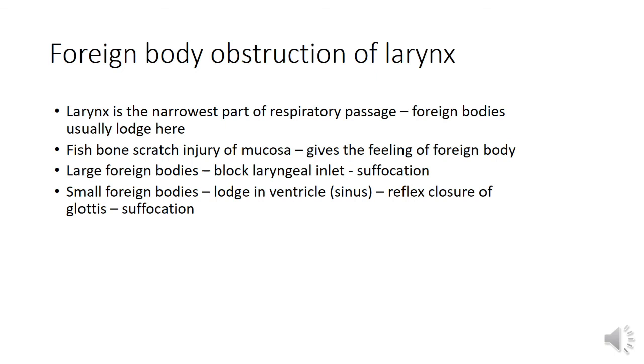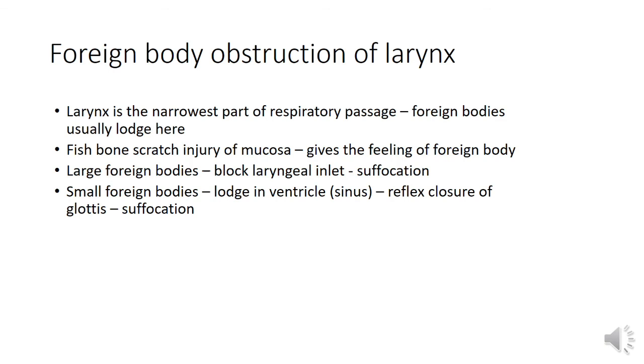If the foreign bodies are small, they get lodged in the ventricle or sinus of larynx, that is the space between the vocal and vestibular fold, and this causes a reflex closure of the glottis. Even though the glottis is not closed by the foreign body, the lodging of any foreign body in the sinus causes a reflex closure of the glottis, which again leads to suffocation and when not attended to may lead to death.